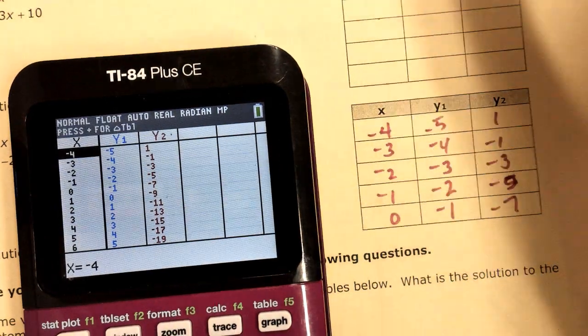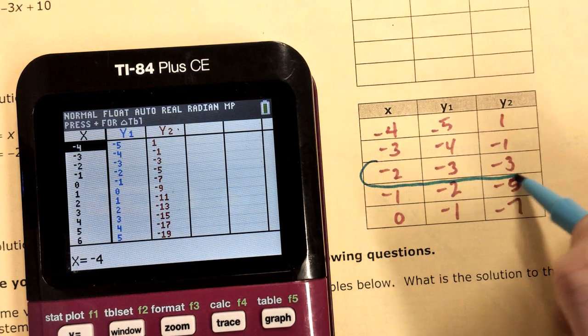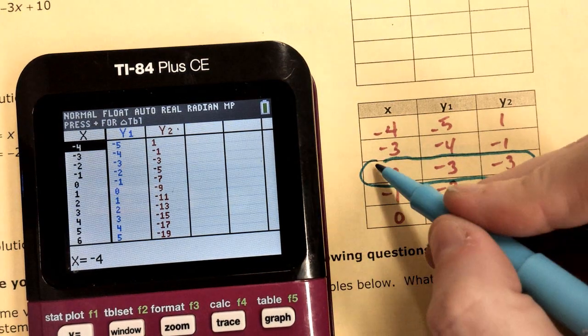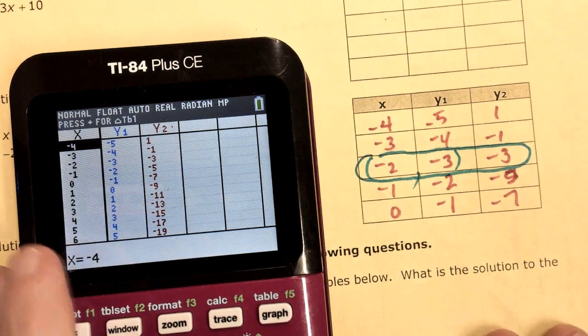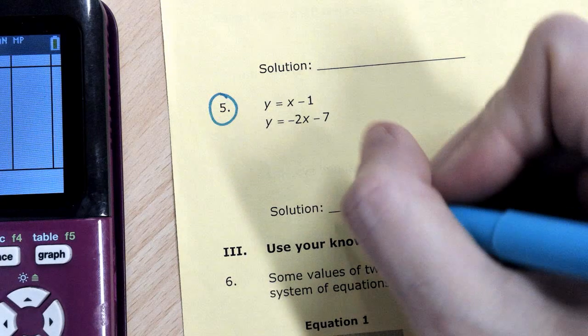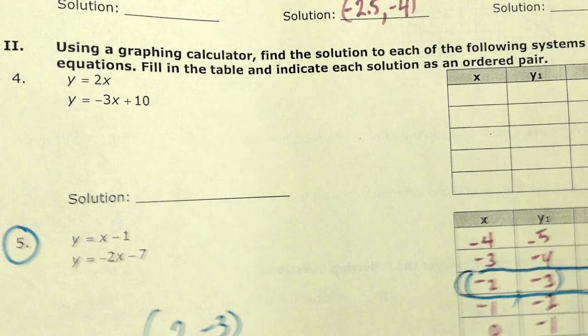And then I'm going to circle the row where they're equal, and then put parentheses like that. That is my solution. -2, -3. It's the x and y. So you see it's the x and the y where they're equal.